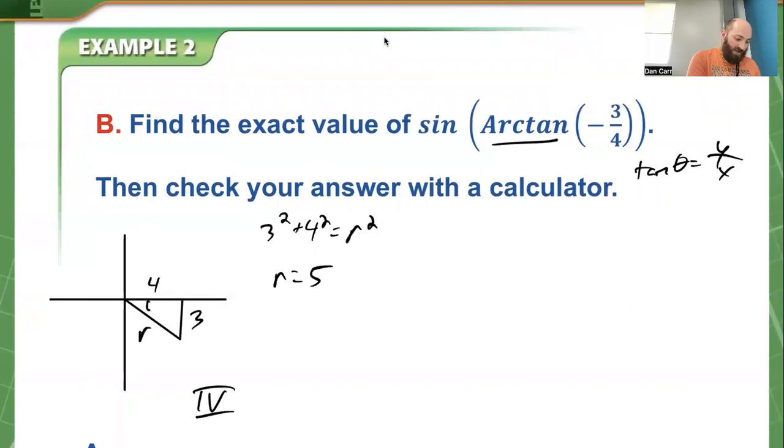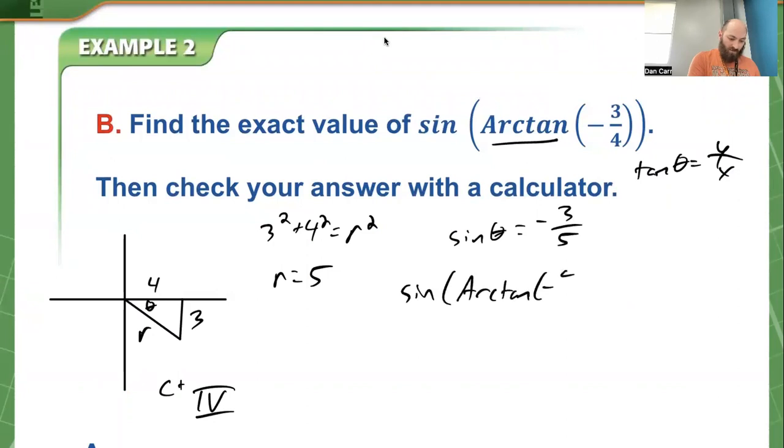So if I want to find the sine of this angle, the sine of theta there is going to equal the opposite over hypotenuse. In this fourth quadrant, only cosine is positive, so sine should be negative overall here as well, which I get: a negative 3 over 5. So that means the sine of the arc tangent of negative 3/4 is equal to negative 3/5.